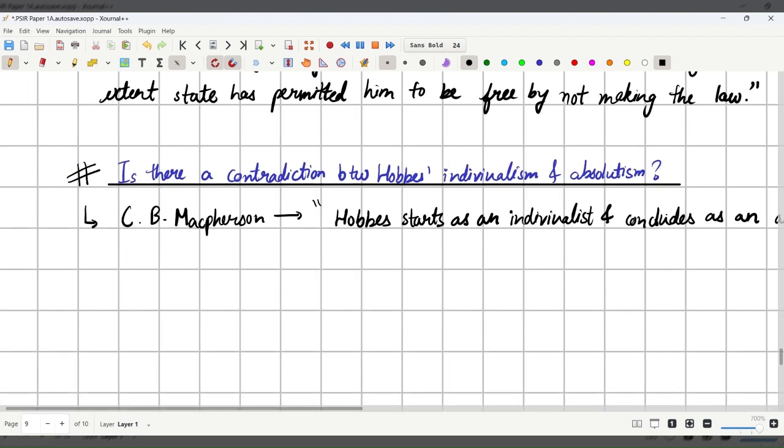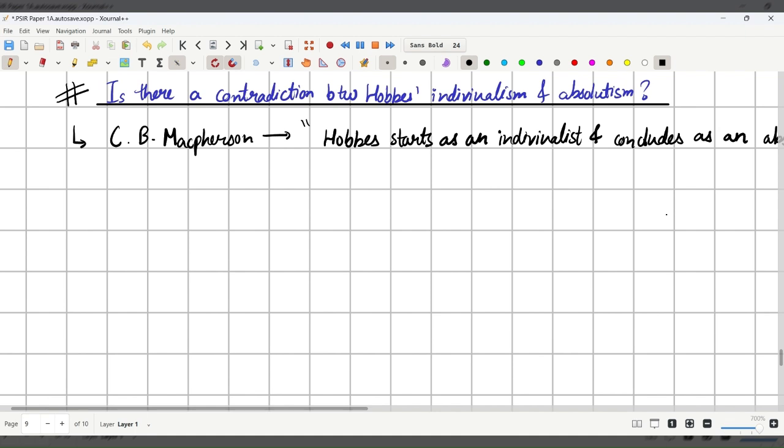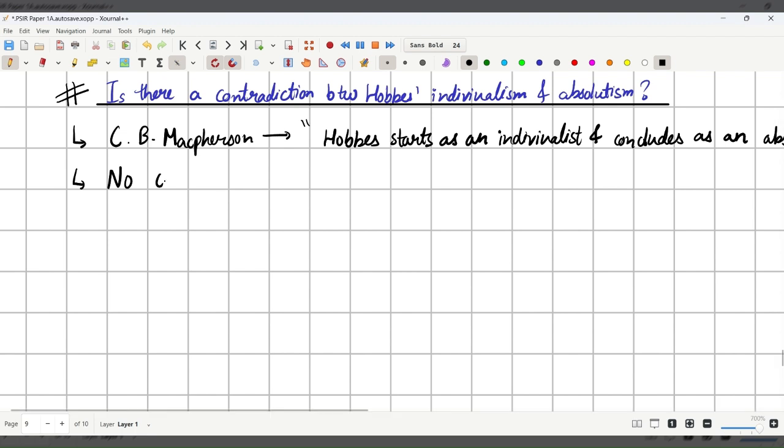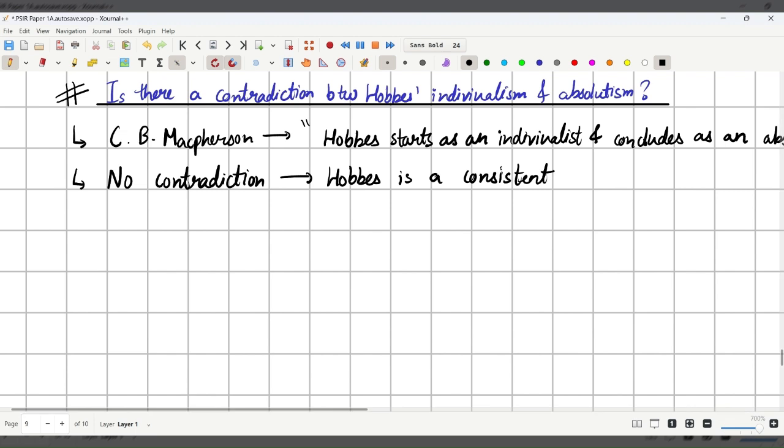Then, so the question arises: is there a contradiction? Okay. So no, there is no contradiction between them. Okay. No contradiction in his theory. Hobbes is a consistent thinker. Okay. So basically, there are two things.